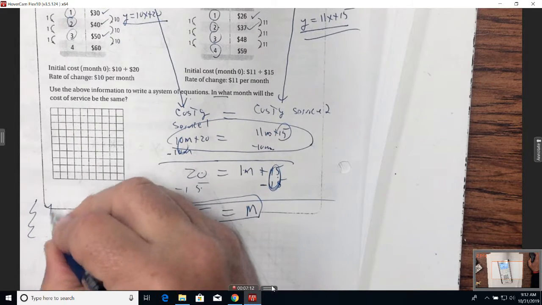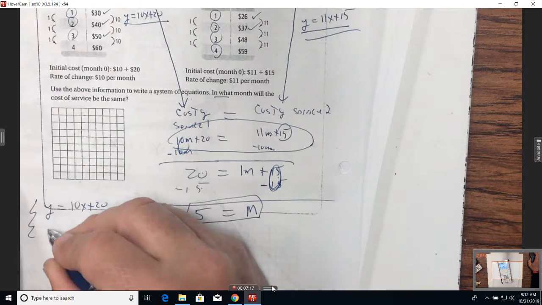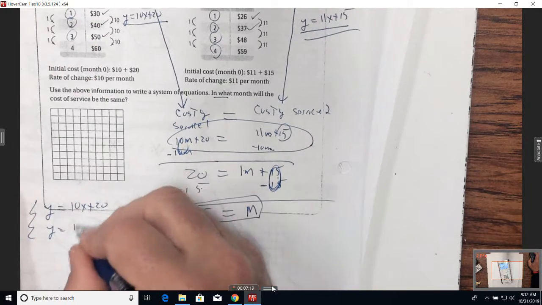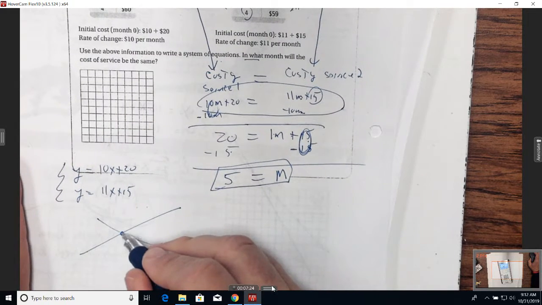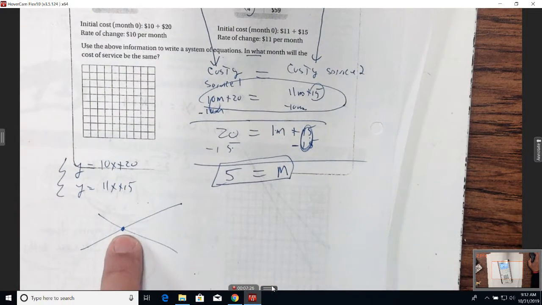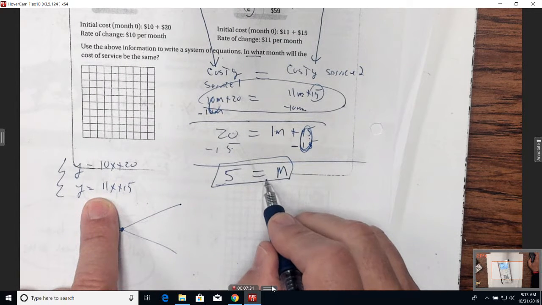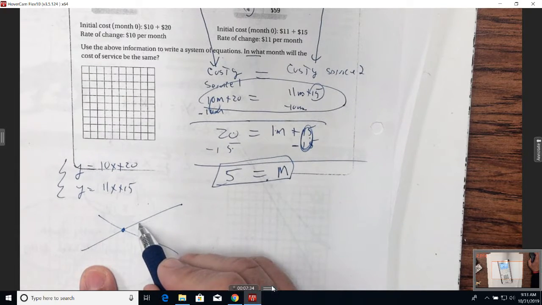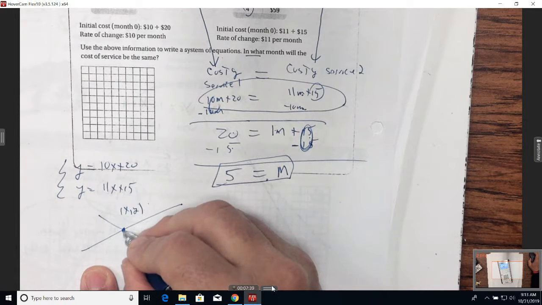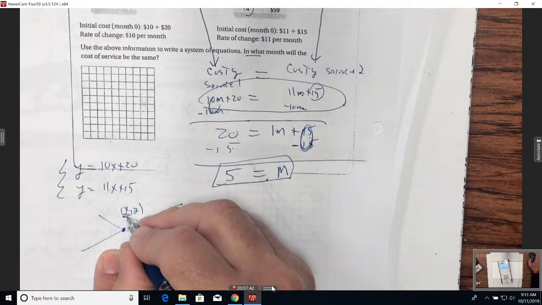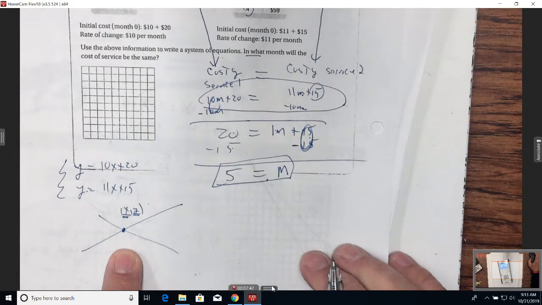And I can solve that as a system of equations because if my first equation is y is equal to 10x plus 20, and my second equation for my cost would be 11x plus 15, if I can graph these and find out where they intersect, that is an x value, which means the number of months in which the cost, which is my y value, the x and the y value is a point that they both share. So what is the x value that makes my y value equivalent in both equations?